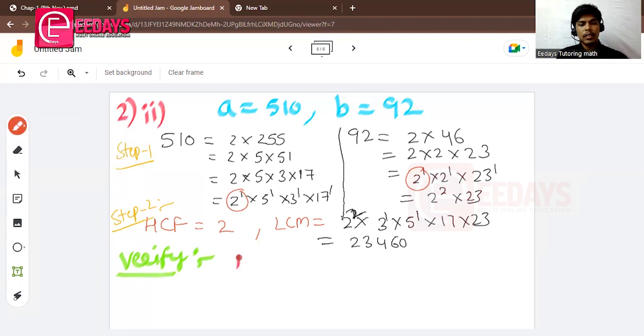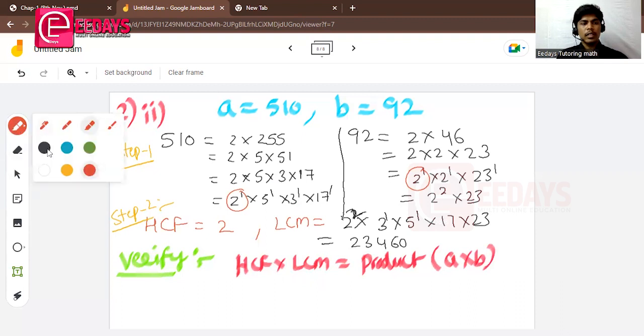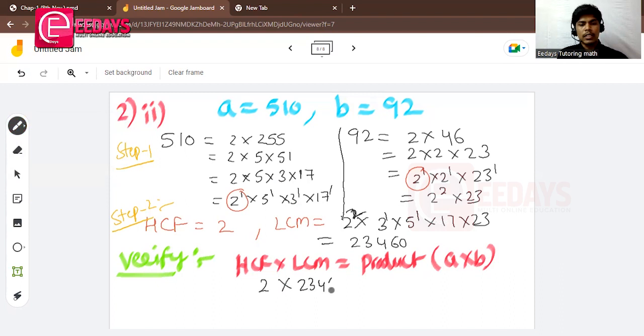What is the formula? HCF into LCM is equal to the product of two numbers, the product of A into B, or A comma B, whatever. Let's write it here. HCF, just now we got 2, into 2, 3, 4, 6, 0. And the product is 510 into 92. You can do it on your own.